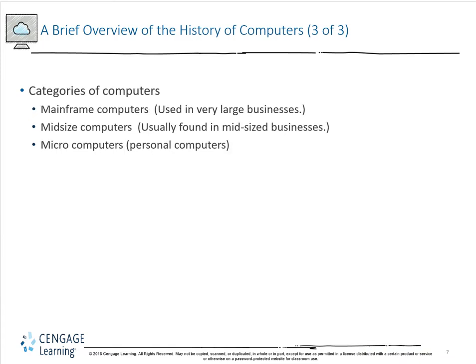Here are the categories of different computers. We have mainframes that are used for large businesses. We have mid-sized computers that are used in mid-sized businesses, and then microcomputers typically used in very small businesses or as personal computers. The problem is the line between all these categories has begun to blur somewhat over the years, and for some of them, it's hard to tell exactly which category they would fall into.